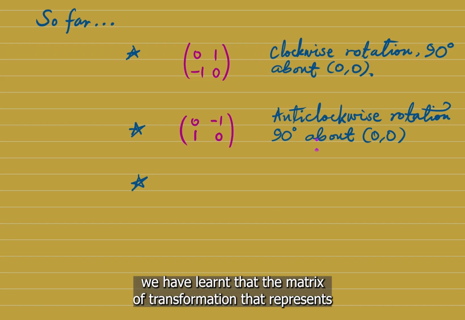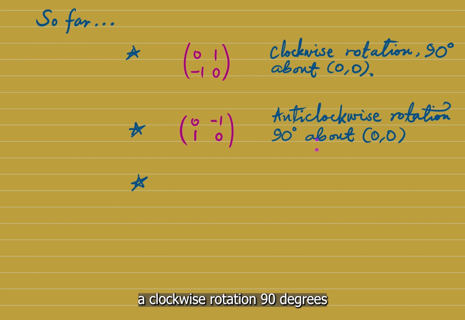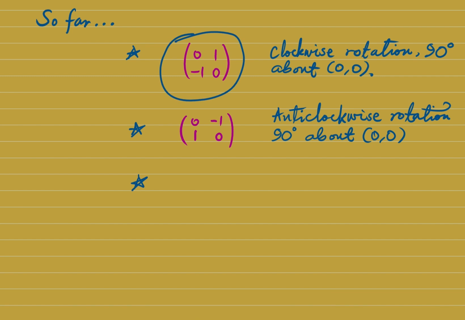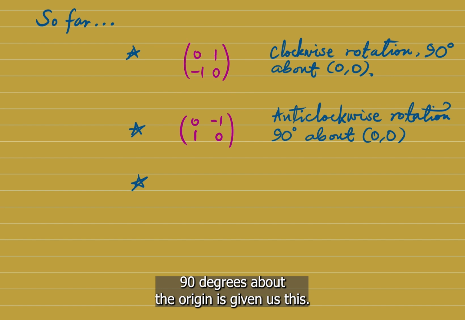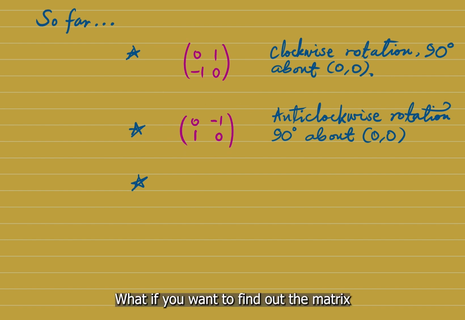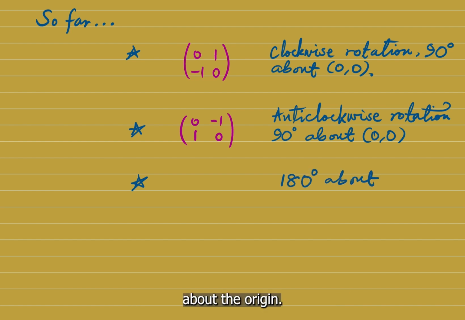So far we have learned that the matrix of transformation that represents a clockwise rotation 90 degrees about the origin is given as this, and for an anti-clockwise rotation 90 degrees about the origin is given as this. What if you want to find out the matrix of transformation for 180 degrees about the origin? Can you find that out? Pause this video and try it.